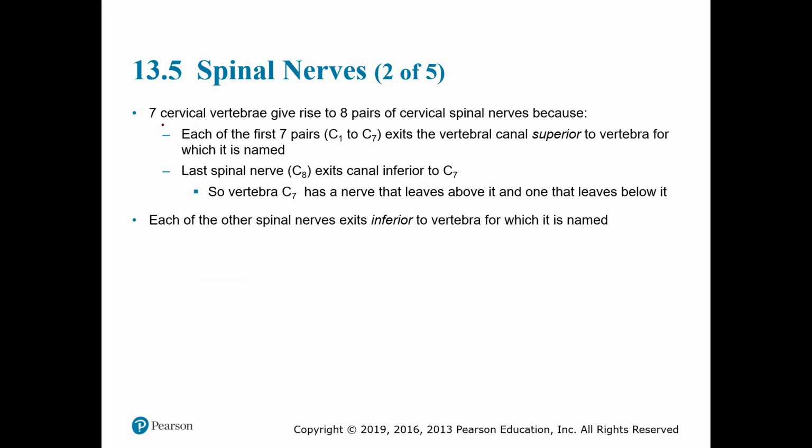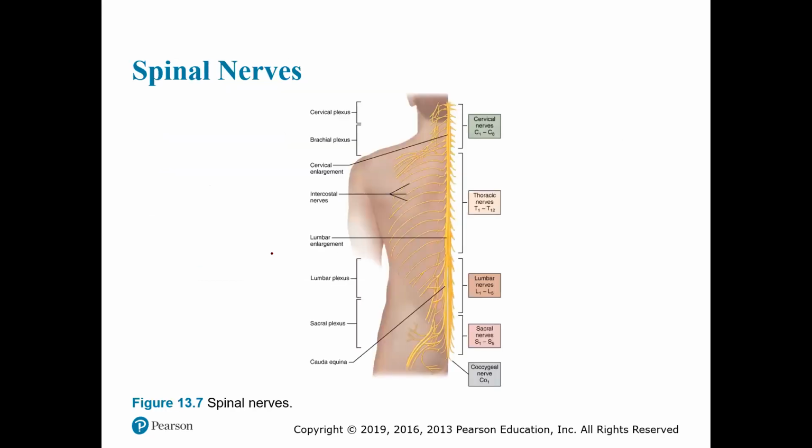Again, here are the cervical vertebrae, 7. Starting between C1 and C2, or above C1, the first pair of nerves starts and goes downward. You'll see a picture in a little while. And so for this C7 vertebra, the nerve that leaves above it or below it is 7 and 8.